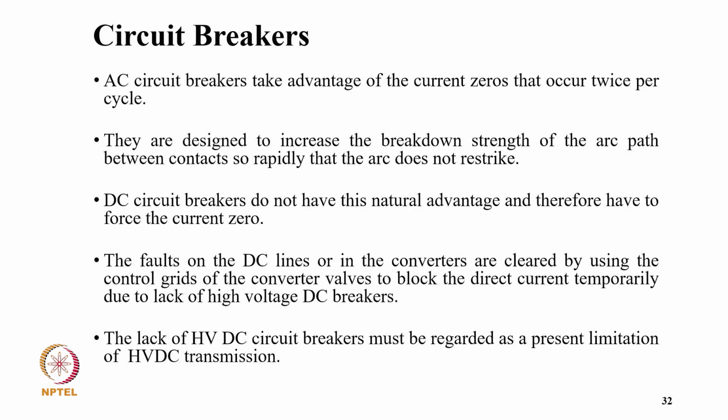Now coming to circuit breakers. AC circuit breakers take advantage of the current zero that occurs twice per cycle. So they are designed to increase the breakdown strength of the arc path between contacts so rapidly that the arc does not restrike. DC circuit breakers do not have this natural advantage and therefore have to force the current to zero. Faults on the DC line or in the converters are cleared by using the control grids of the converter valves to block the direct current temporarily, due to the lack of a high voltage DC breaker. The lack of an HVDC circuit breaker must be regarded as a present limitation of HVDC transmission.